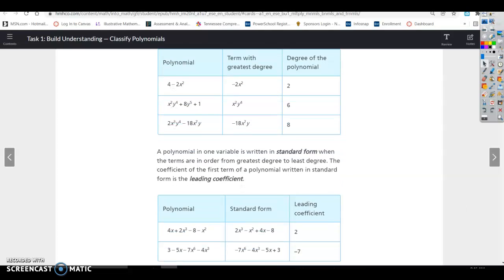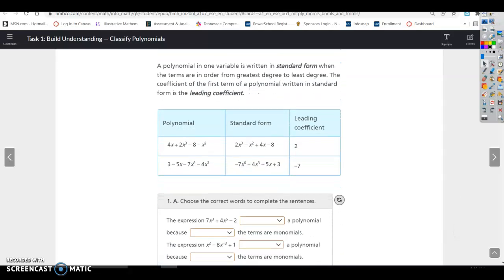All right, a polynomial in one variable is written in standard form when the terms are in order from greatest to least. The coefficient of the first term of a polynomial written in standard form is the leading coefficient. All right, so standard form, you write it in order from greatest to least degree. So we're talking about exponents. And the coefficient of the first term of the polynomial written in standard form is your leading coefficient.